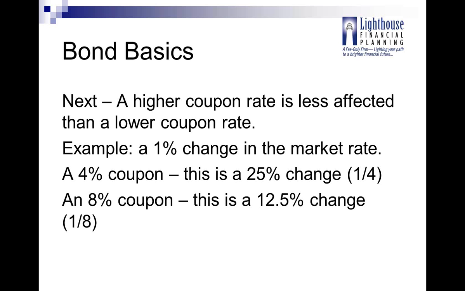So that bond is going to move in price quite a bit. But if I own an 8% coupon bond and interest rates change 1%, well, this is only a 12.5% change, or 1/8. So you can see this is why a higher coupon bond has less risk to it than a low coupon bond.